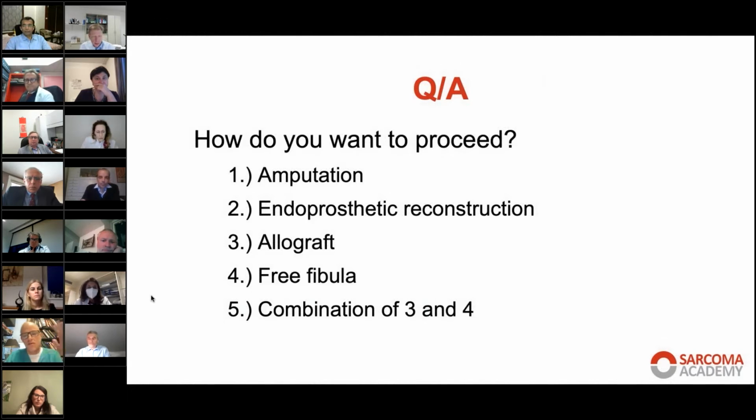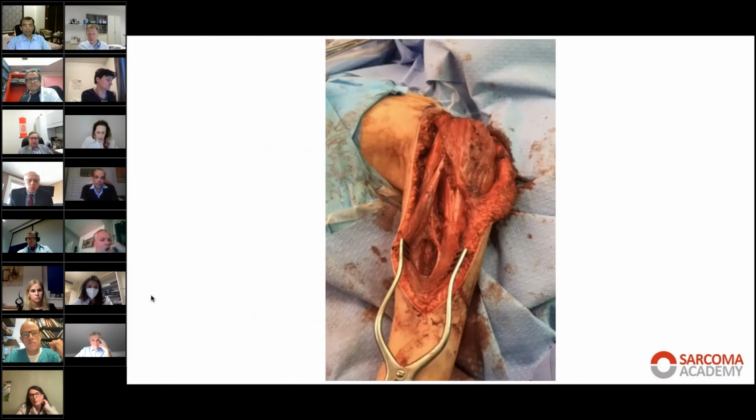So at this point, after considering these options and discussing them with the family, we elected to proceed with a limb salvage procedure with a free fibula transfer. So here are just a few intraoperative photographs.